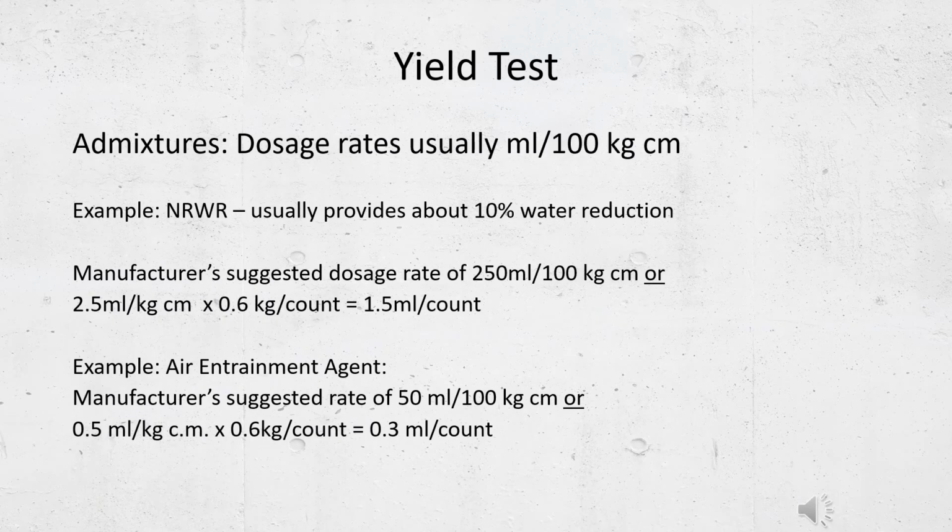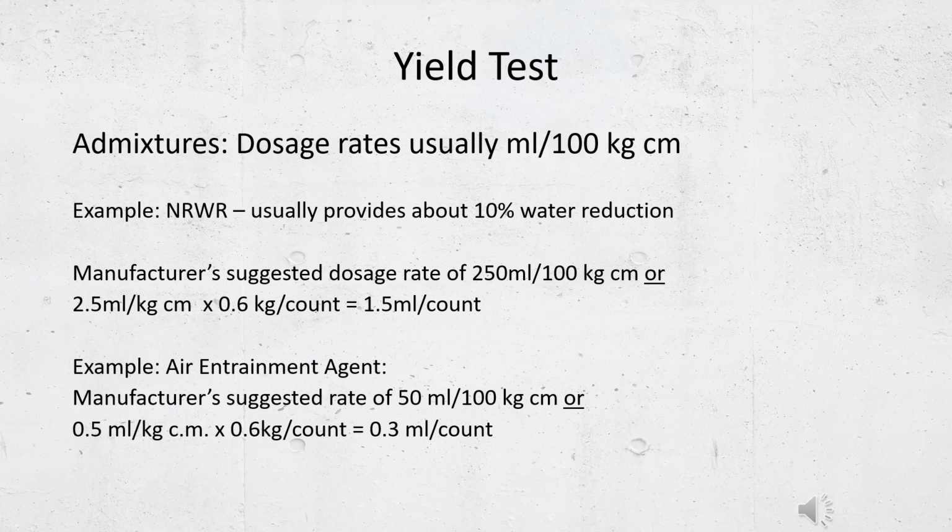In the case of our admixtures, the dosage rates are usually set based upon the cement weight, but are very specific to the brand and type of admixtures that you're using. You'll need to get the recommended dosage rates from your admixture supplier. The dosing rate of most common admixtures is in milliliters per 100 kilograms of cementing materials.